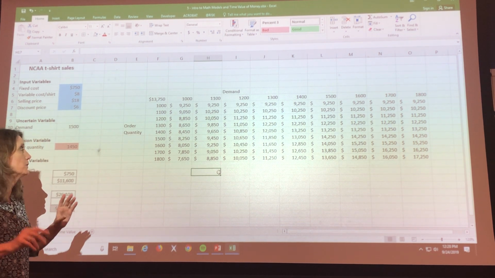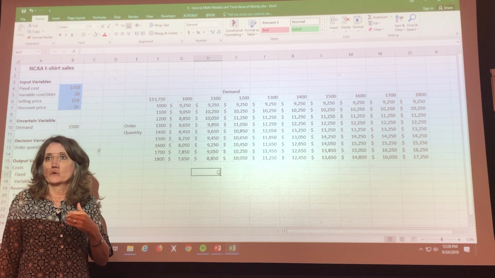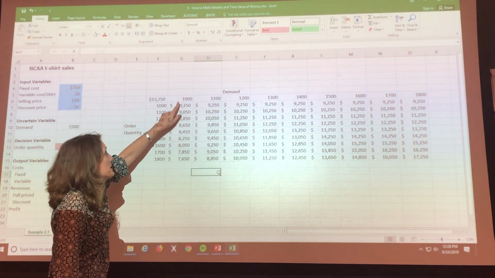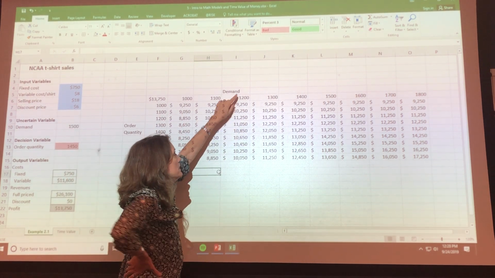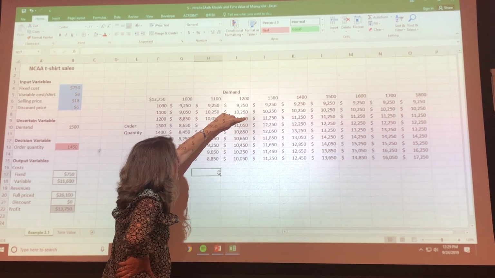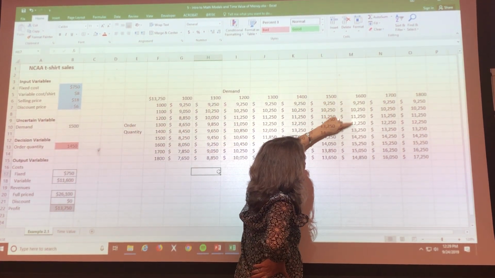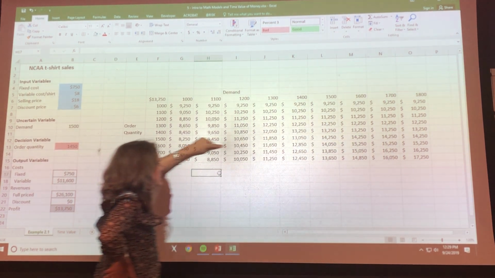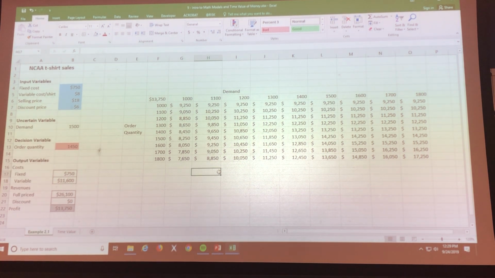What you'll see when you look at this table is, if demand ended up being 1,000, what should I order? Well, the best that I would be able to do would have been to order 1,000, okay? What if demand ended up being 1,200? What should I have done? I should have ordered, there it is, the highest number, 1,200. What if it was 1,600? I should have ordered 1,600. What you'll figure out is that your absolute best that you could do would be to order exactly what demand is.